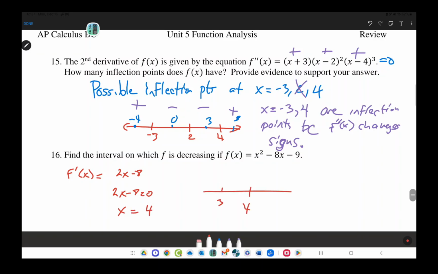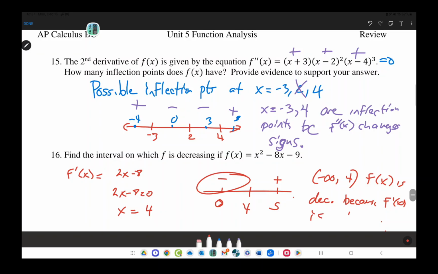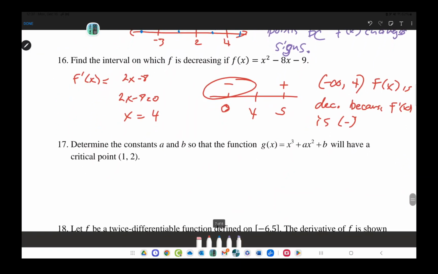So you plug in 3, or you can just plug in 0 even, and you plug in 5. If you plug in 0, you get negative. Plug in 5, you get positive. So yes, from negative infinity to 4, f of x is decreasing because f prime of x is negative. So that's your explanation. We know it's decreasing because we know the first derivative is negative.